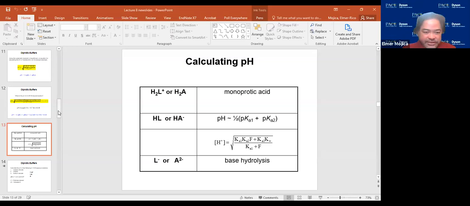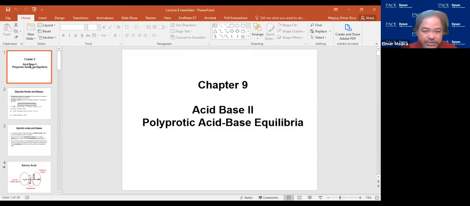Okay, so we're going to take a 5-minute break, and then we're going to resume with the polyprotic acid, which is this one. So this is just a continuation of what we have discussed. There's just some addition, but the concept is still the same. Okay? So let's have a 5-minute break.